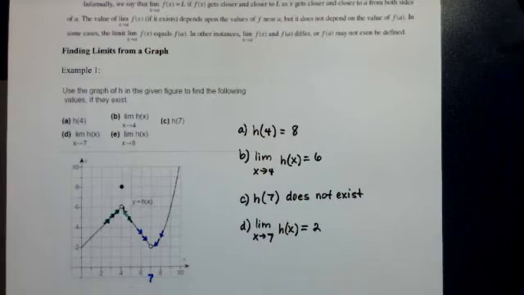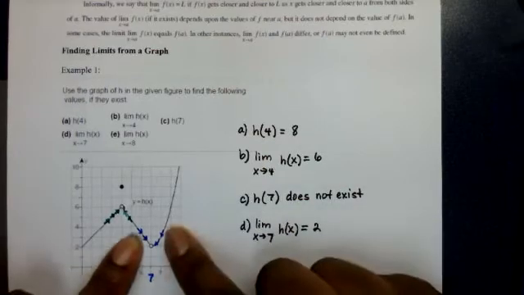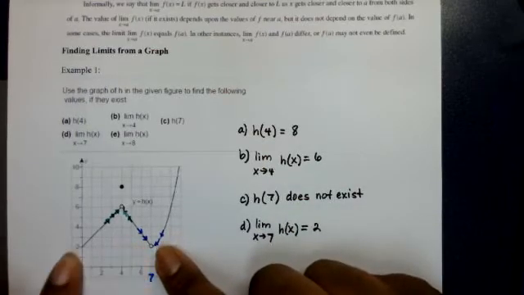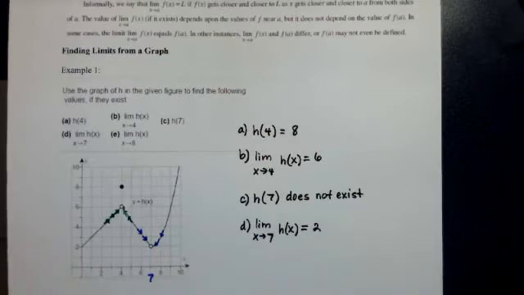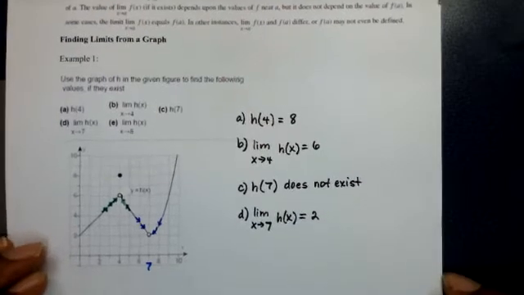So the limit as x approaches 7 of h of x, in both directions, is getting closer and closer to 2. But will it reach 2? The answer there is no.